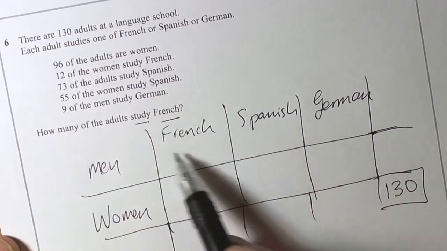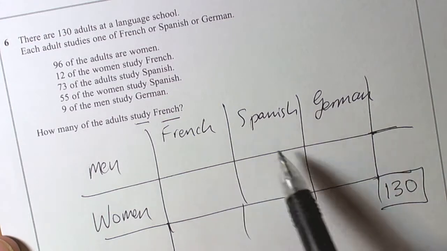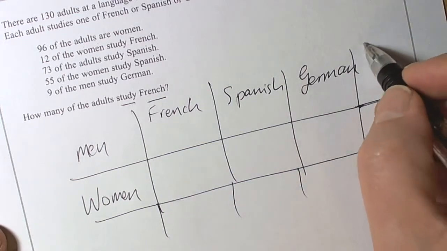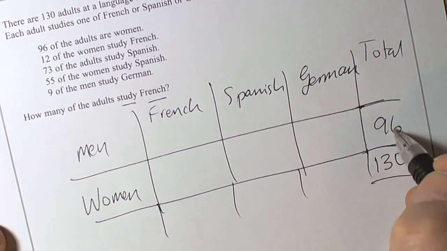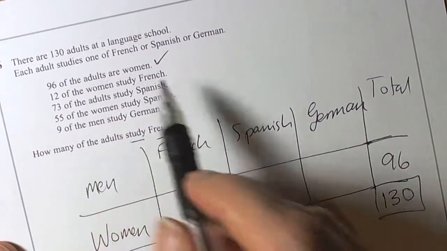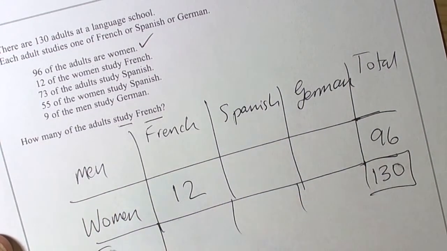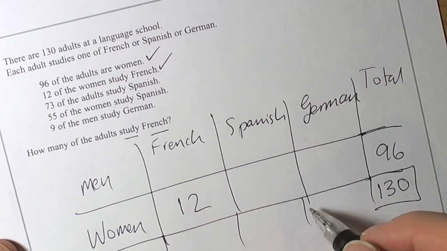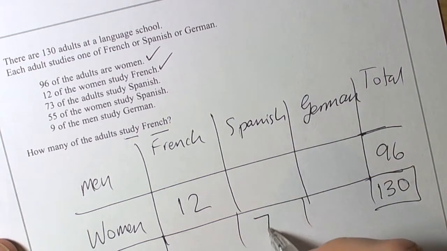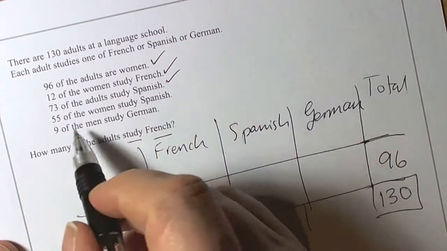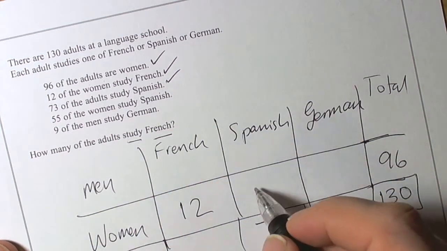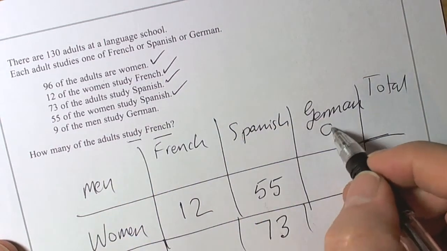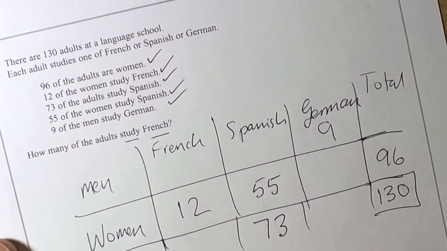Then we break each piece of information up into its relevant boxes, and then we can find out what the missing bit is. So we've got 96 of the adults are women. So women, the total for that is 96, so we start with that bit of information. 12 of the women study French, so 12 can go there. Dealt with that bit. 73 of the adults study Spanish, so the total there will be 73. 55 of the women study Spanish, so women 55. 9 of the men study German, so 9 of the men study German. So that's dealt with that information.